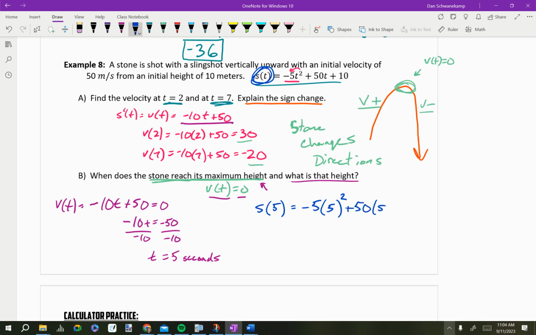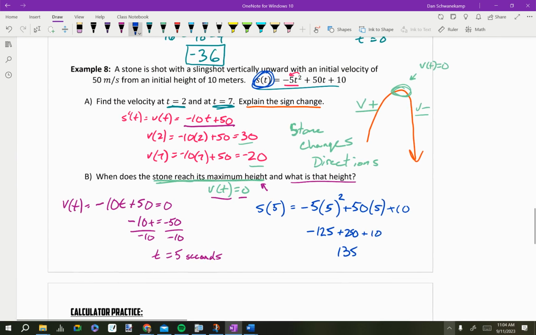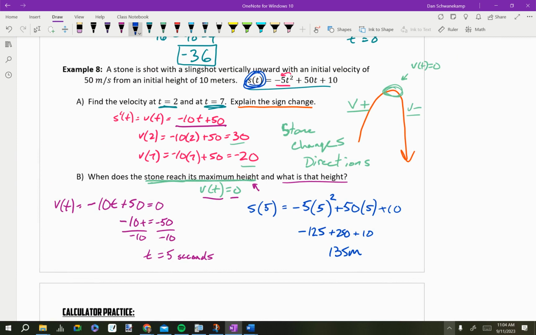If this was the AP exam and this was the question, I'd leave it just like that. I don't have to do any math. That's the great thing about calculus. Okay, but we could. 5 squared is 25 times negative 5 would be negative 125 plus 250 plus 10. That would be 135. What would my units be on that 135? Meters, because we plugged into position and position was in meters.